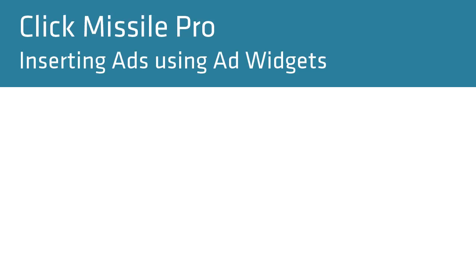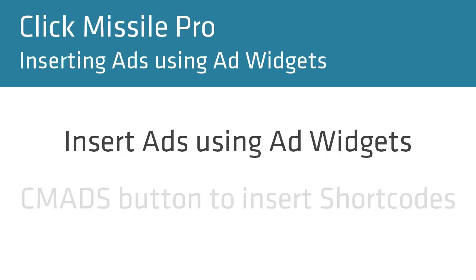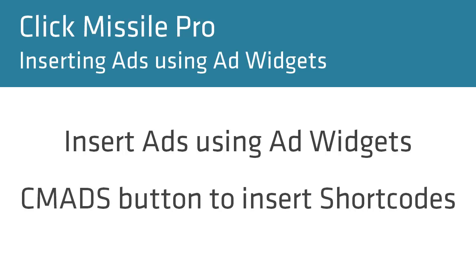There are two ways to insert ads using Click Missile. You can use either Add Widgets or the CM Ads button in the post editor to insert shortcodes. Right now, I'm going to show you the widget method.